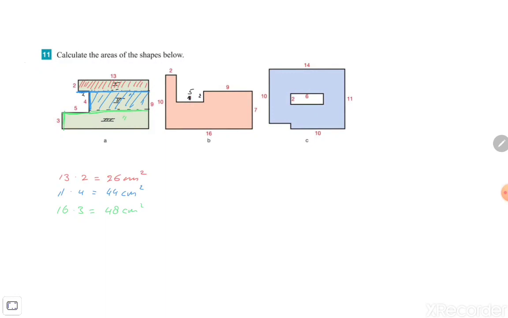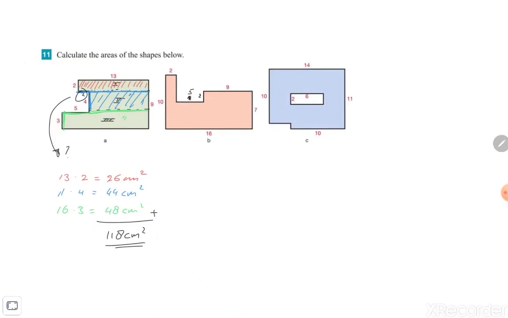So in total, we're gonna add those 3 different parts. In total, you get 118 square centimeters. You can't solve it if you have no idea what the length is from that part. So that's what you missed in exercise A.